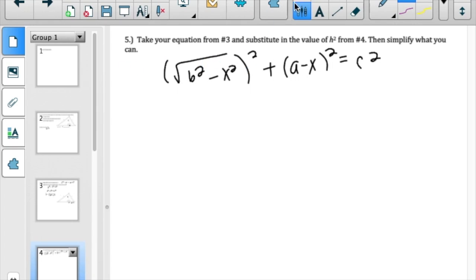So let's talk about a few things. It says simplify what we can. If I am square rooting this chunk and squaring it, they are inverses of each other. I'd be left with B squared minus X squared. That cancels out.